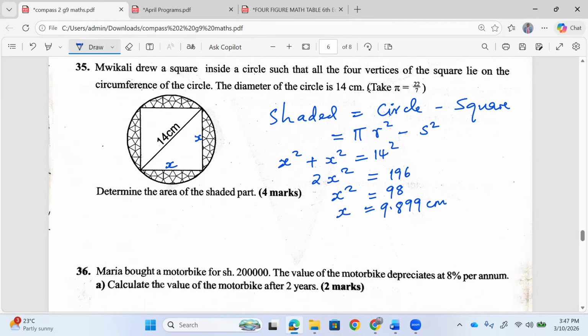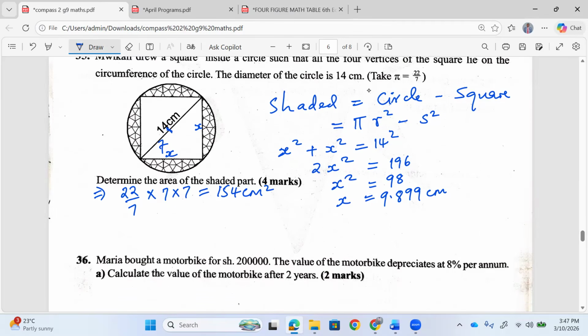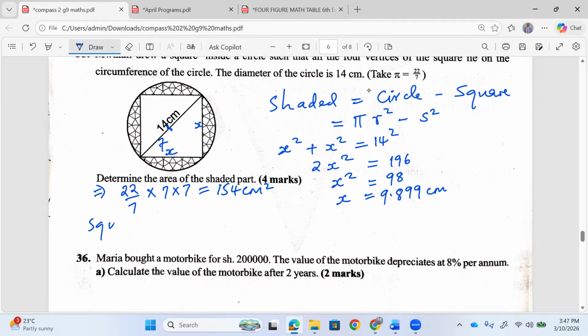So the shaded area shall be, we talk about the circle first. Circle becomes, the diameter was 14, so the radius is 7. Radius is half of diameter. So we are talking about pi, 22/7, radius 7 squared, times 7. This is 154 centimeters squared. Then for the square, that was the circle.